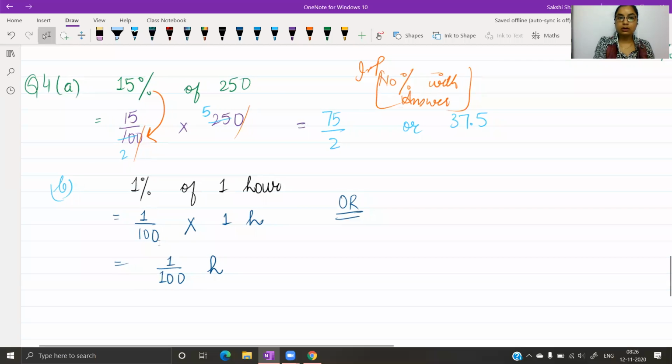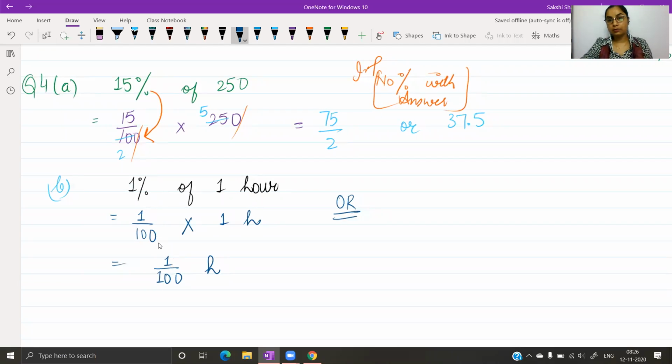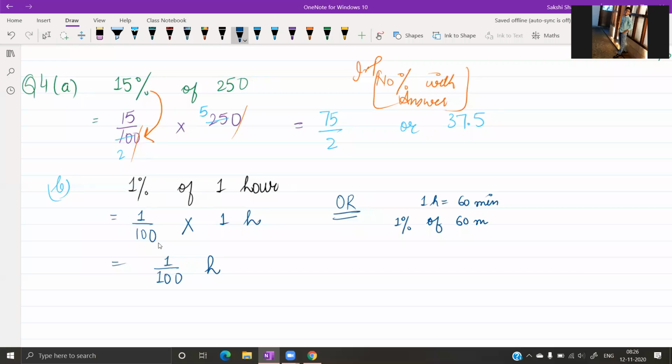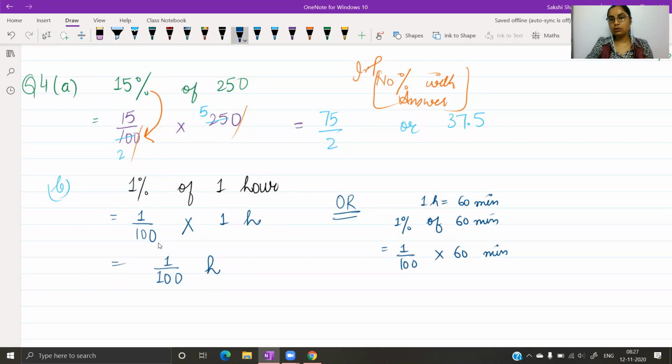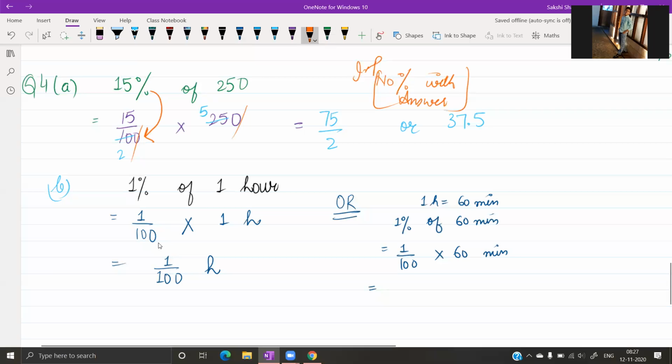So if I convert 1 hour into minutes, my question becomes 1% of 60 minutes. And then you can solve 1 over 100 into 60 minutes. And then you can obtain, the 0 will be cut. And then I can cancel by 2. The answer is 3 by 5 minutes.